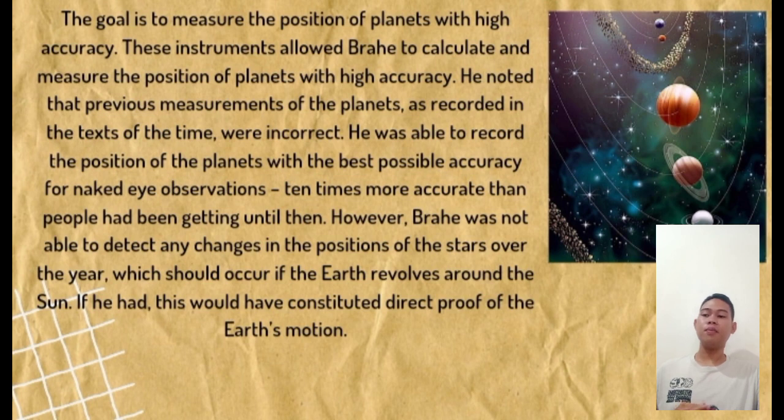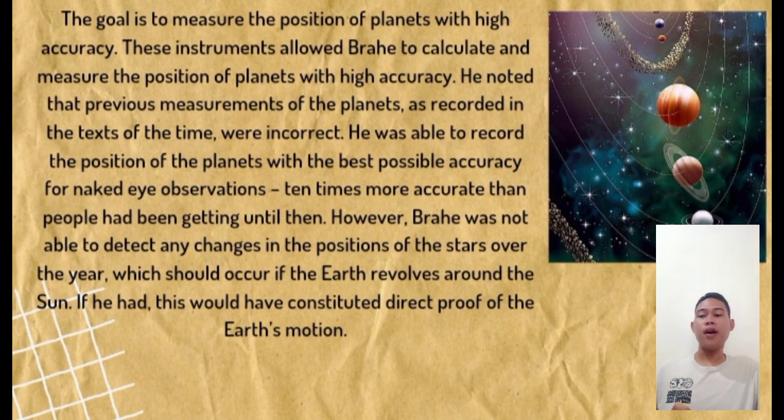He noted that previous measurements of the planets, as recorded in the texts of the time, were incorrect. He was able to record the position of the planets with the best possible accuracy for naked eye observations, 10 times more accurate than people had been getting until then.